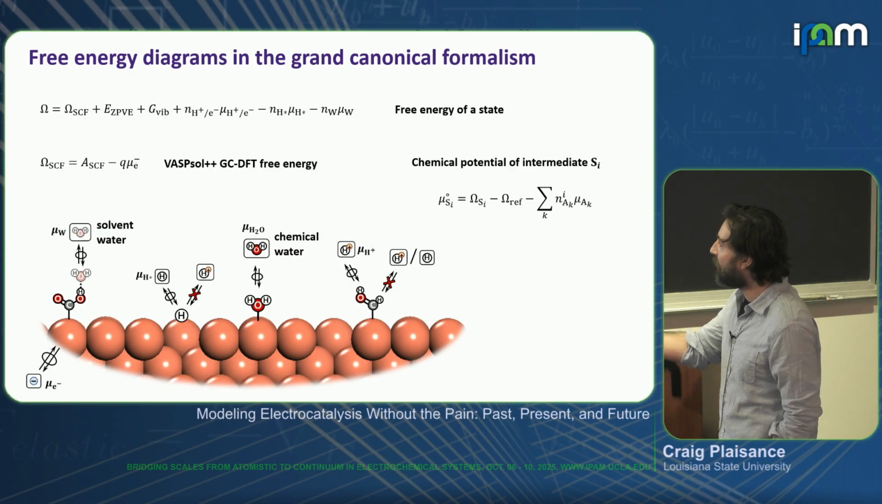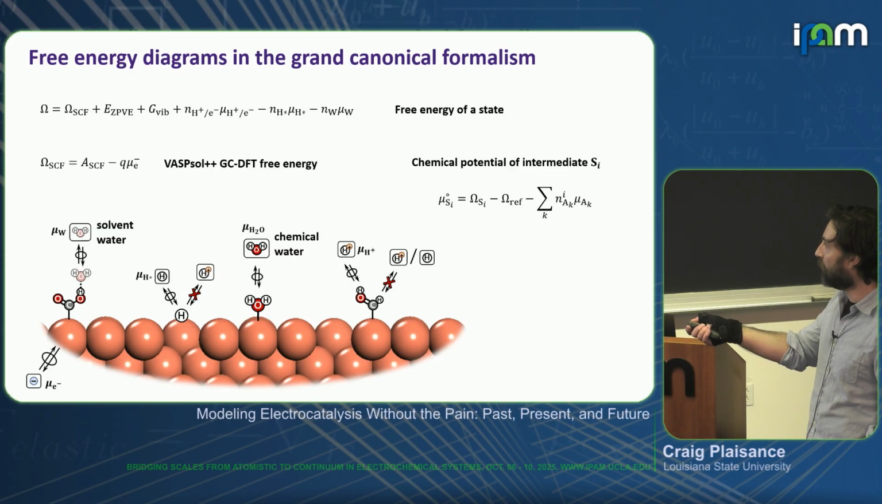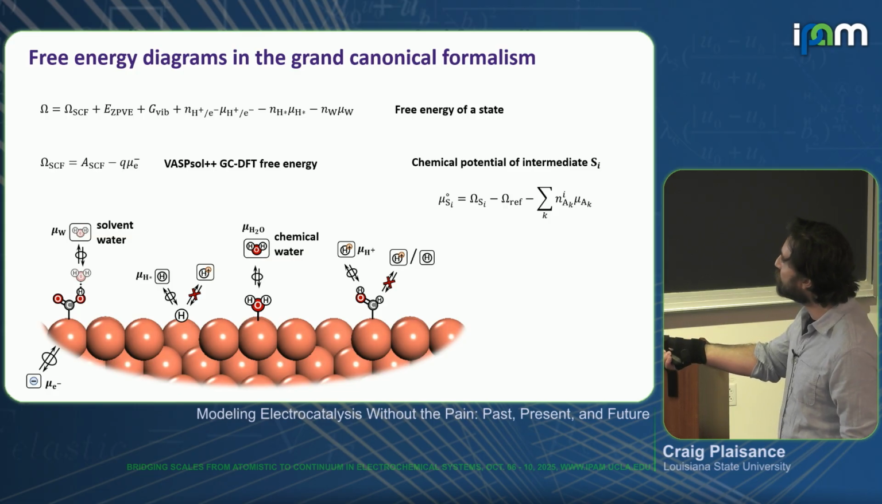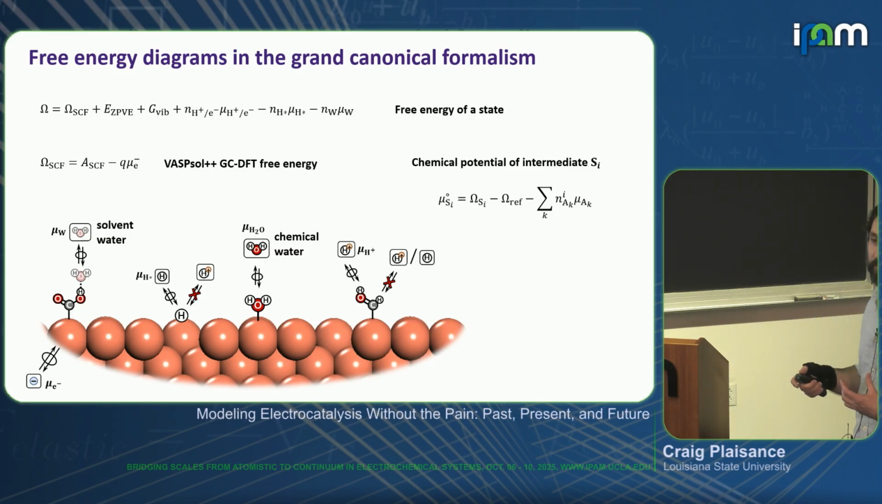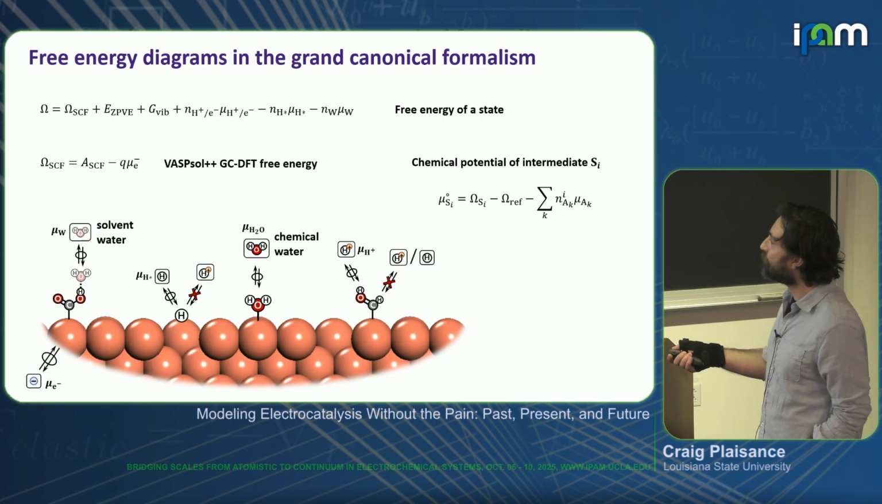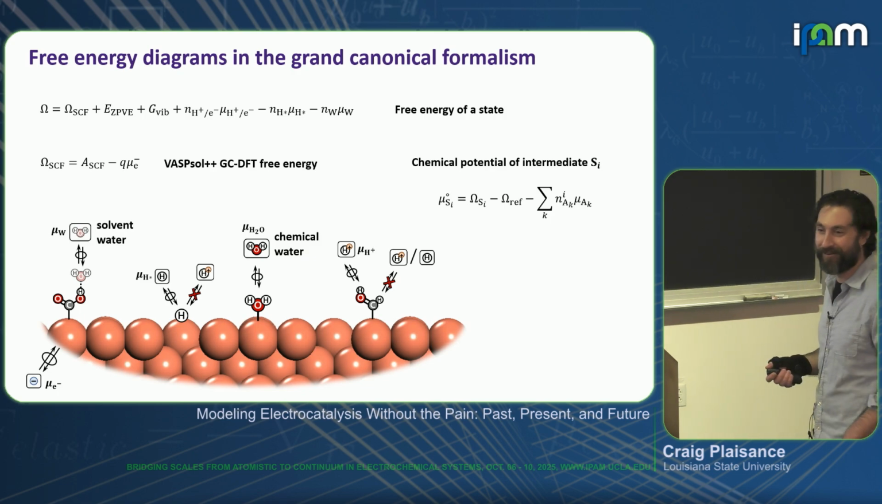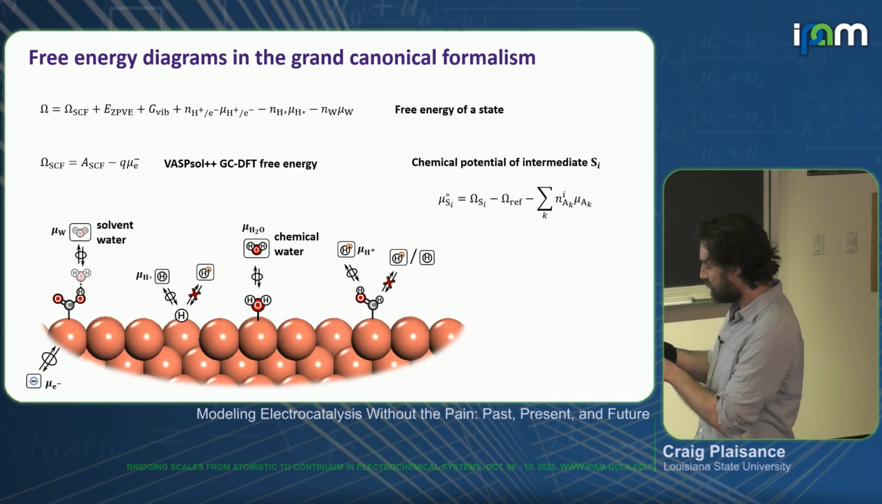Then once we have those, we calculate the chemical potential of every intermediate on the surface. So for a given intermediate Si, we take this free energy with respect to a reference surface, and then we subtract off all the species that we had to add to the system to get to that intermediate from the reference state, basically just balancing the chemical reaction. And it's the one thing my students have the most trouble with, but it's really just basic high school chemistry, just balancing things. Maybe a question.